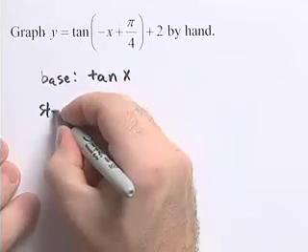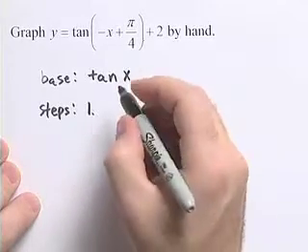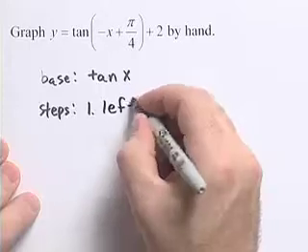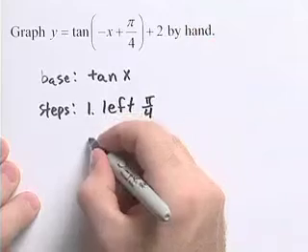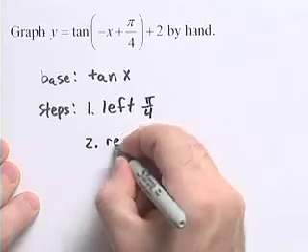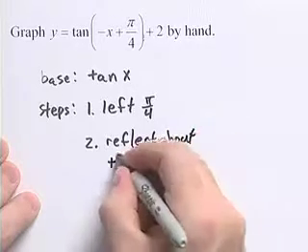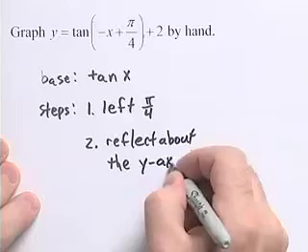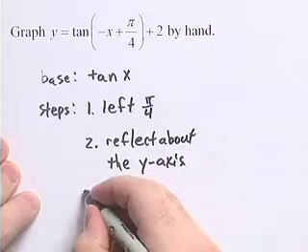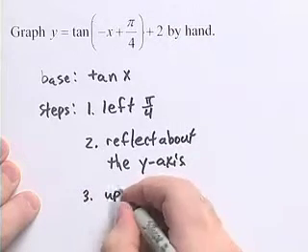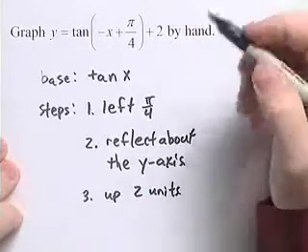To get to the graph of our given function from the graph of our base function, we need to first shift the graph of our base function to the left by pi over 4 units. So the plus pi over 4 tells us to do that. Next, we're going to reflect about the y-axis. Remember, that means we change x to negative x. That's what this tells us to do. And then the third thing we're going to do is shift the graph up 2 units. And that's what this plus 2 out here tells us to do.